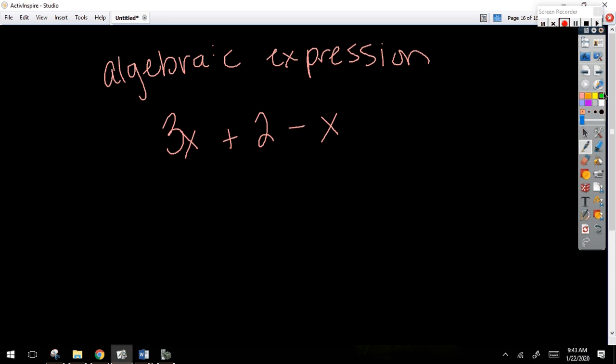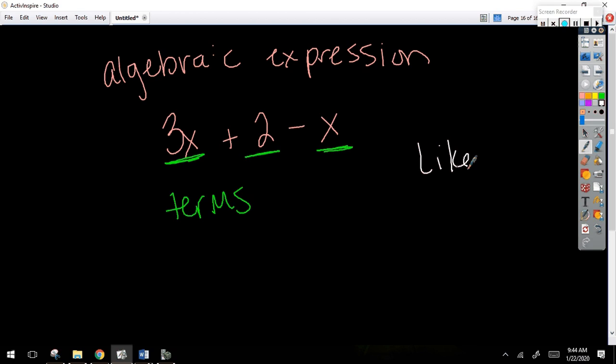What do we call the pieces within an algebraic expression? Terms, right? What do you notice about 2 of these terms? They're both x. What do we call them when they look alike like that? Like terms. Very good.